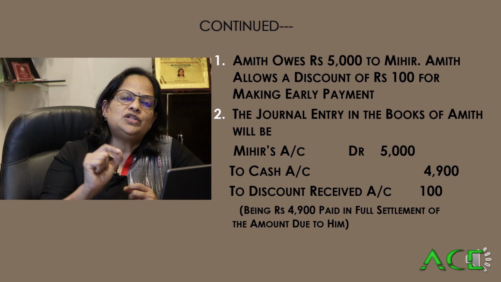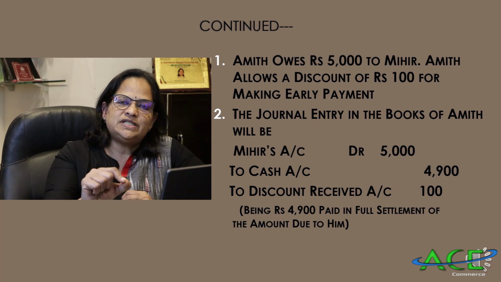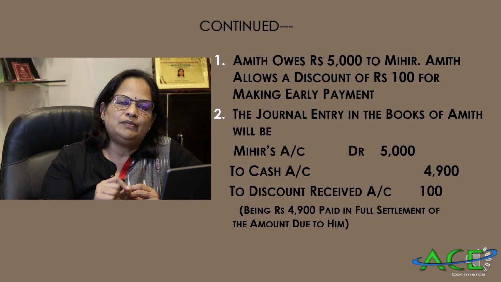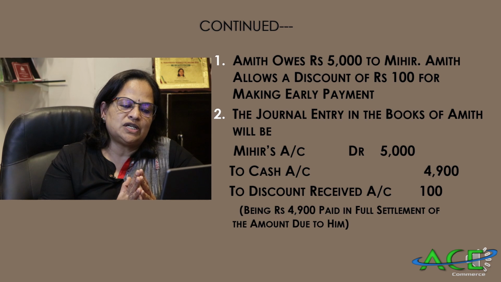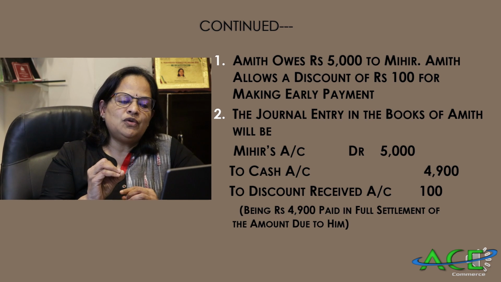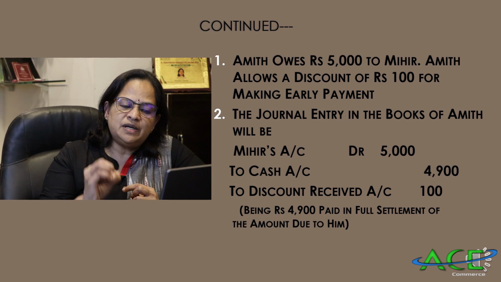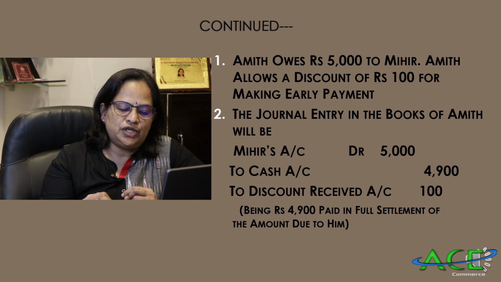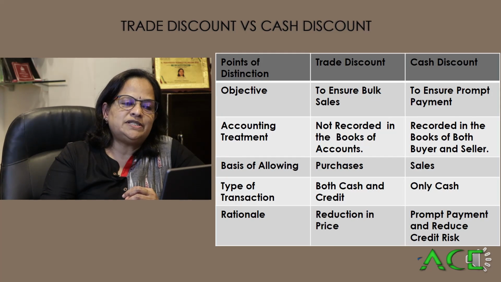So this item will go to the profit and loss account. Discount received is 100. This is an income for the firm. It will go to the credit side of the profit and loss account. So being narration, what will you write? Being 4,900 paid in full settlement of the amount due to him. So that is the discount received.